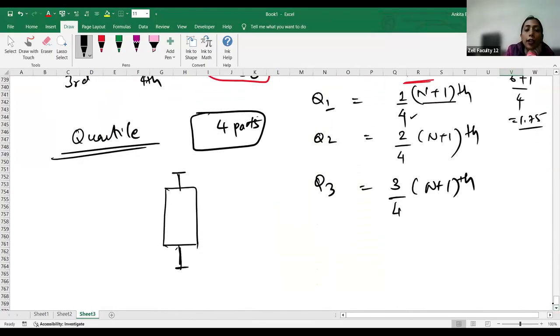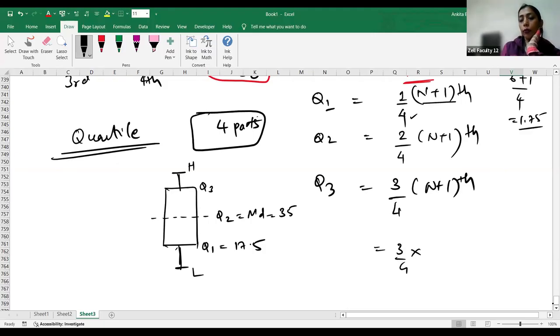So in this diagram, this is my highest point, this is my lowest point, this is my Q3, this is my Q1, and the central point here is my Q2, which is my median. So we just calculated Q1 as 17.5. Q2 we calculated as 35, and Q3 will be 3 by 4 of 7. So how much would I get?